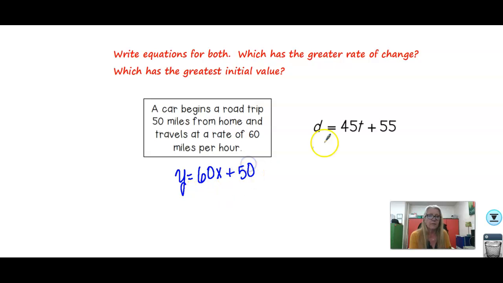Okay? So now we have equations for both. Which one has the greater rate of change? Which is greater, 45 or 60? 60 is bigger, so this has the greater rate of change. Which one has the greater initial value? This one starts at 50. This one starts at 55. This one has the greater initial value. Okay. Greater rate of change.